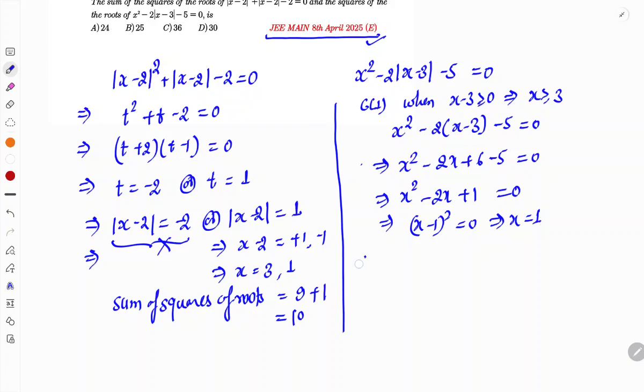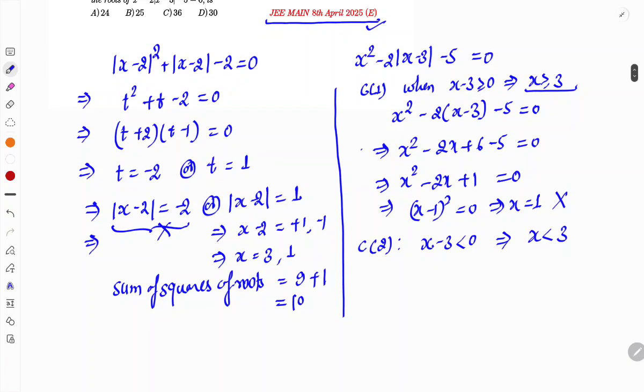But the case says x should be greater than or equal to 3, and we are getting x = 1, so it is not accepted. Clear? Case 2 will apply: x-3 less than 0, meaning x is less than 3. Here 3 is not included, while in the earlier case 3 was included. So for all x from minus infinity to plus infinity we are checking, correct?